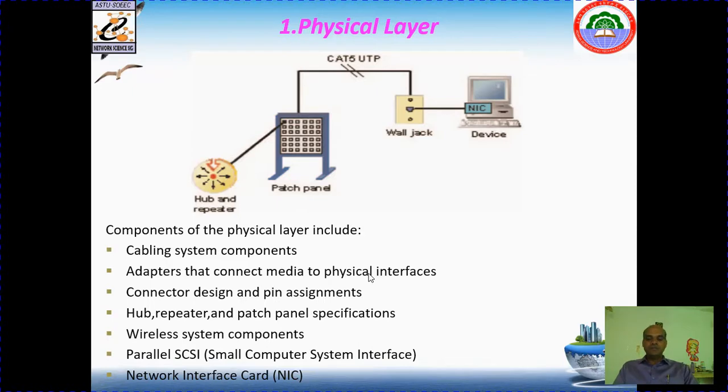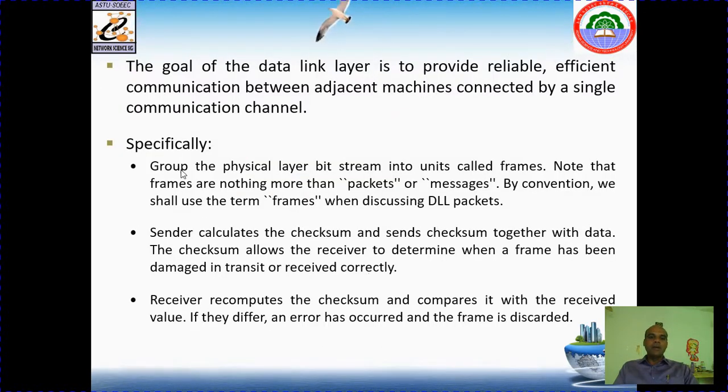Now if we consider another layer, called the data link layer, the goal of the data link layer is to provide reliable, efficient communication between adjacent machines connected by the communication channel. Specifically, it groups physical layer bit streams into units called frames. In the case of the data link layer, we call them frames. Otherwise, we would call them packets.